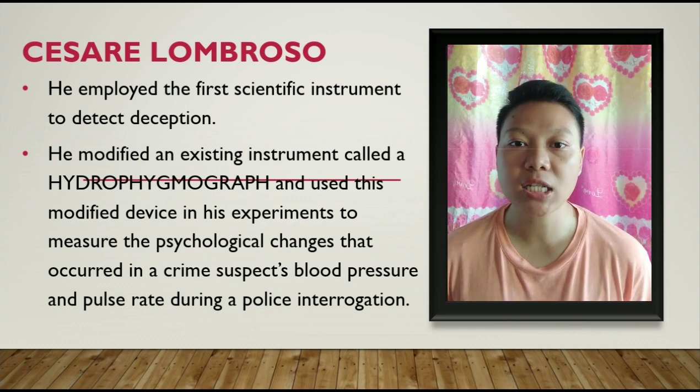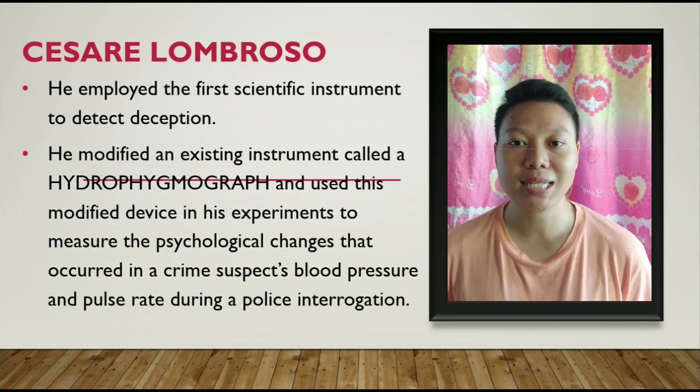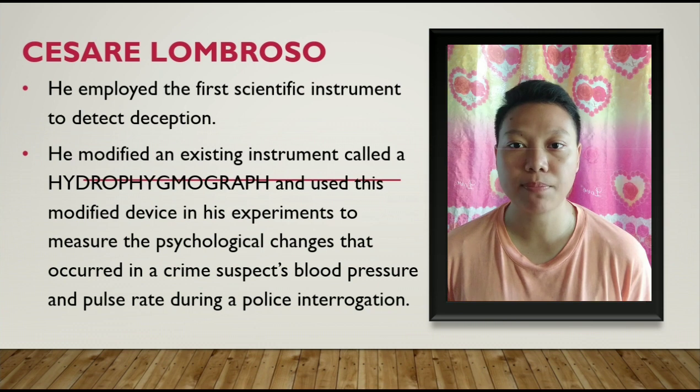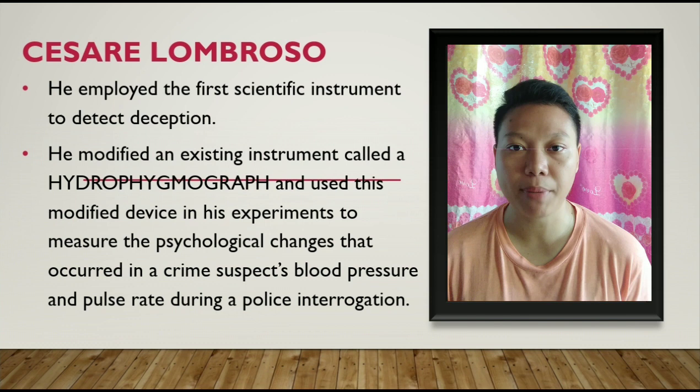He modified an existing instrument called the hydrosphygmograph and used this modified device in his experiments to measure the physiological changes that occurred in a crime suspect's blood pressure and pulse rate during a police interrogation. Although he did not invent the hydrosphygmograph, he was accorded the distinction of being the first person to have used the instrument successfully as a means for determining truthfulness from deception in crime suspects.